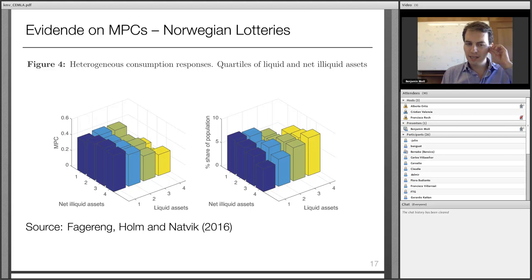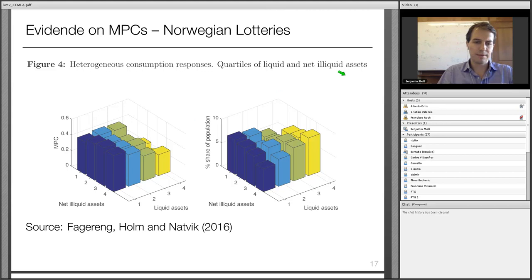So what these guys, Fagereng, Holm, and Natvik, do is they study MPCs out of lottery winnings, and then they look at them as a function of people's liquid and illiquid wealth, okay? The key thing to think about is the graph on the left. The axes are the same as on the previous graph, a little bit different: the illiquid asset axis is reversed. The key thing they find is that the people with the highest MPCs are exactly the people with no liquid assets, and in particular, even in this bin here, these are quartiles, these are people with a lot of illiquid assets but no liquid assets, and they have high MPCs.